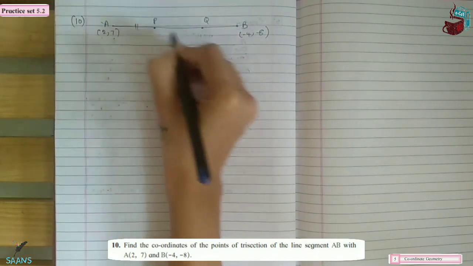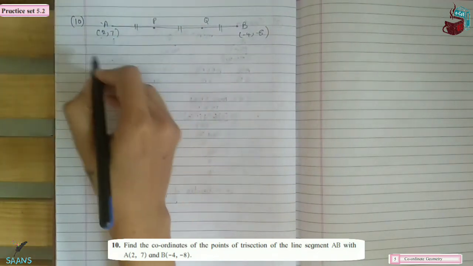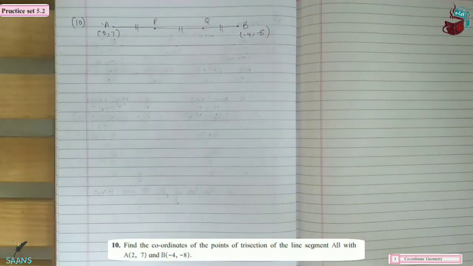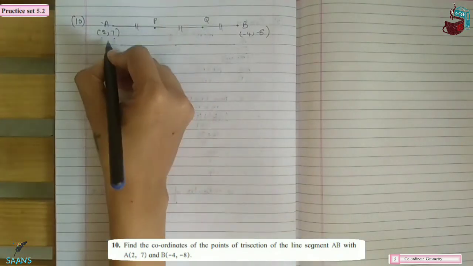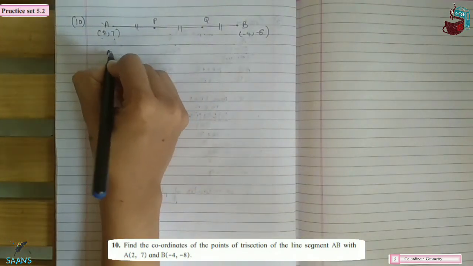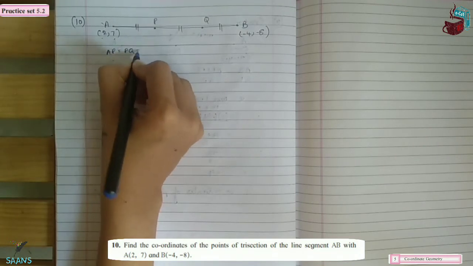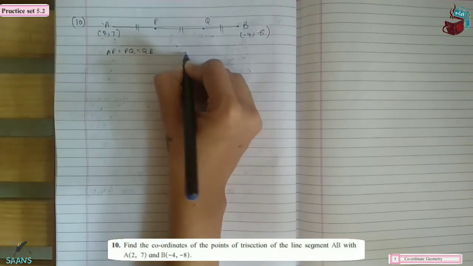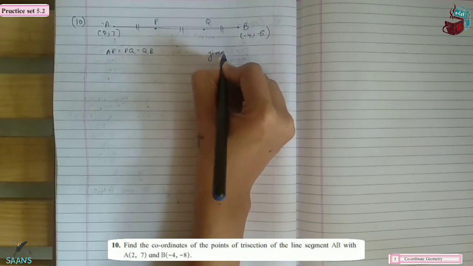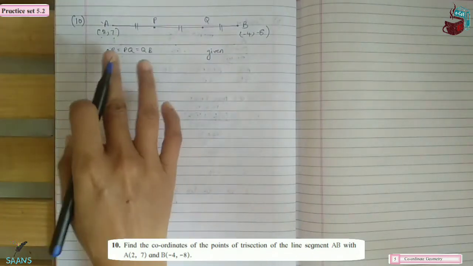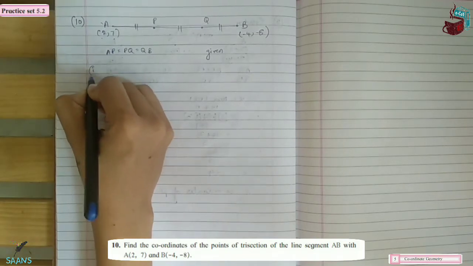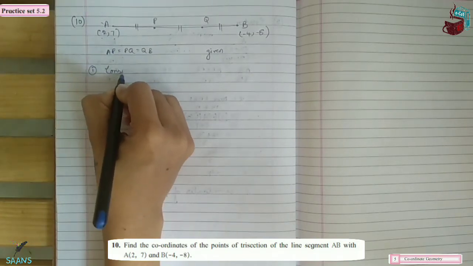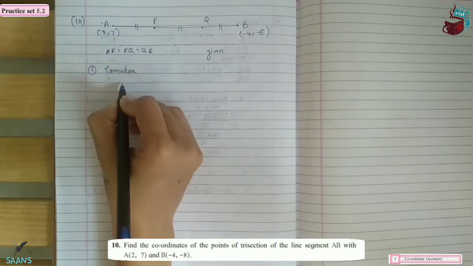Okay, so trisection. Let P and Q be the points, and also AP is equal to PQ is equal to QB. That is given. So first, as I told you, consider the same thing we'll consider now.